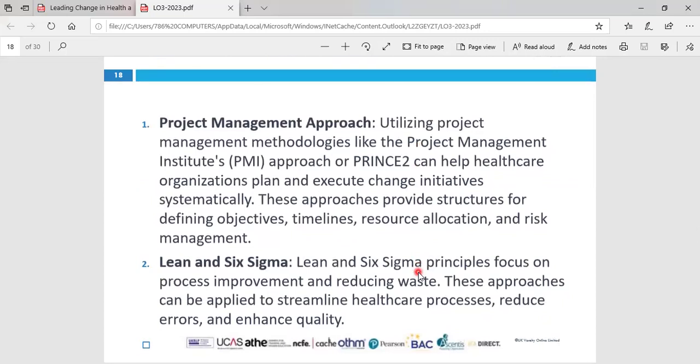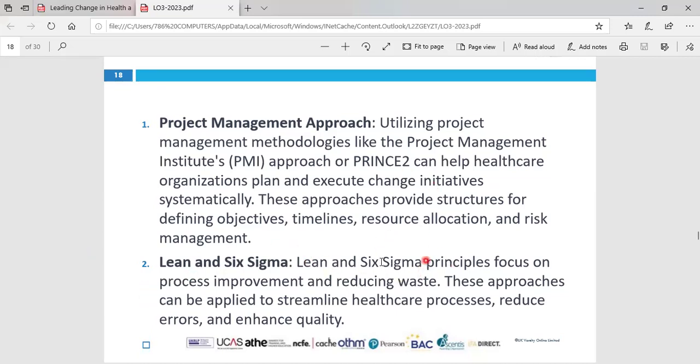So you have the project management approach, in which you're utilizing project management methodologies like the Project Management Institute's PMI approach or PRINCE2 that can help healthcare organizations plan and execute changes systematically. These provide structures for defining your different objectives. The project management approach is done in a way any project would be managed. So you might have a Gantt chart for this, and you would include risk management also.